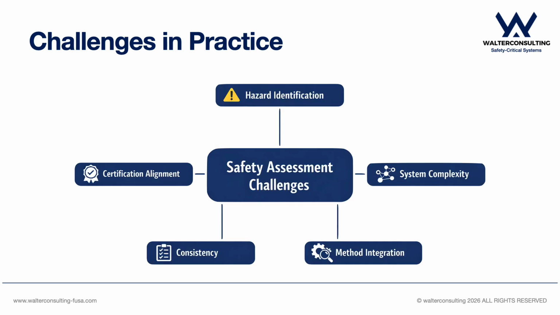What challenges arise in practice? One of the biggest challenges is identifying all relevant hazards. Aircraft systems are highly complex, with many interacting elements. Another challenge is combining different analysis methods. Each method provides a different perspective. Ensuring consistency across these analyses is not trivial. Completeness is also critical. Missing a hazard can have serious consequences. And finally, there is alignment with certification expectations. All results must be clearly justified and documented.